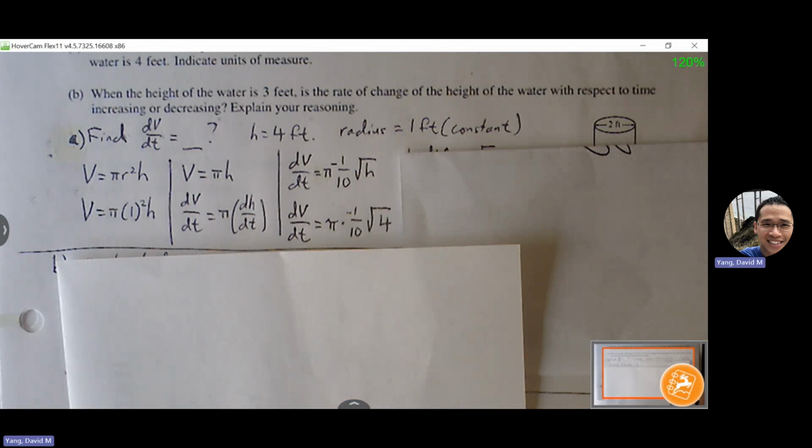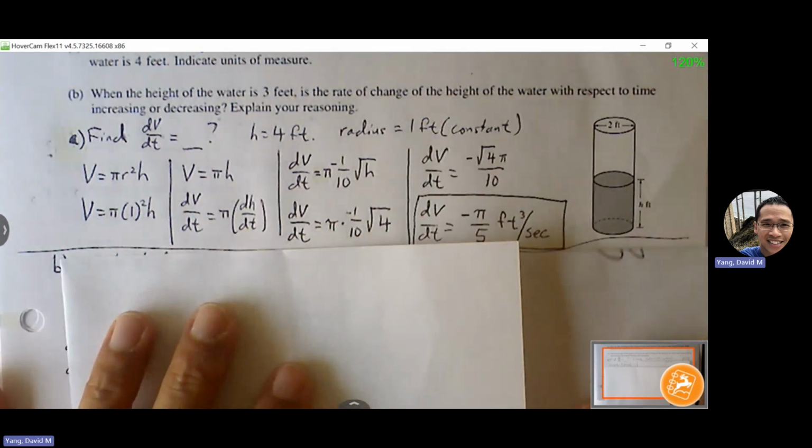So they say that dh/dt is negative 1/10 root h. We'll put that in for dh/dt, and then we know what h is as well. At that moment in time, h is 4, so we insert that in as well. What's our unit of measure going to be? Think about volume, think about time. Volume is cubic feet, your time is seconds, so cubic feet per second.